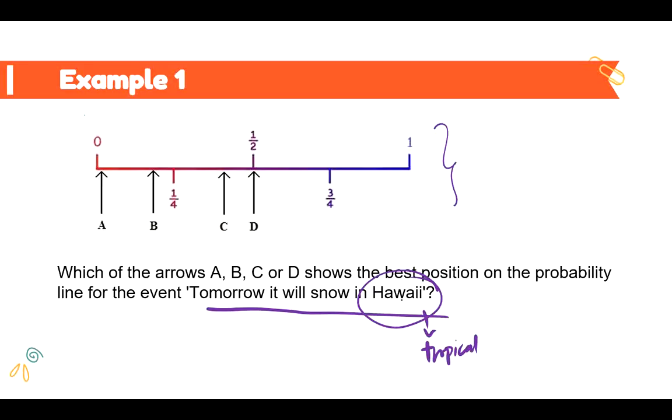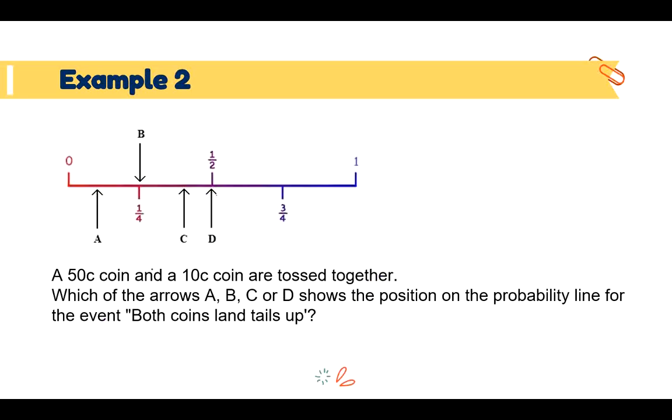Impossible na mag-snow sa Hawaii, ang pinaka-the best answer natin ay si A kasi siya yung pinakamalapit kay 0. Hindi si B, si A kasi siya yung pinakamalapit, and that's the best answer for example number 1. Let's have example number 2.